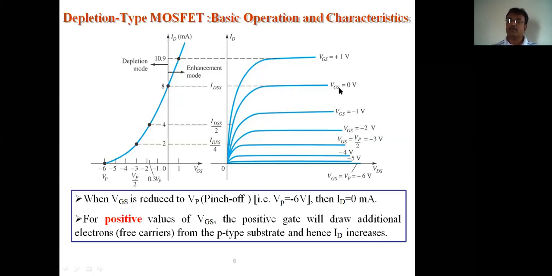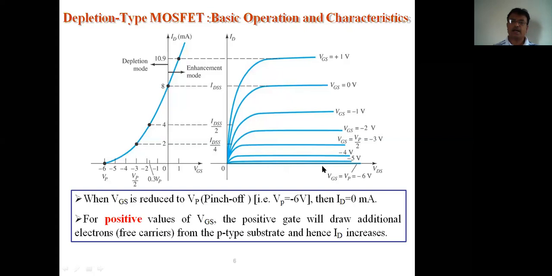Case 2, you went on increasing negative voltage. VGS is equal to -1, VGS is equal to -2, VGS is equal to -3, VGS is equal to -4. See what is happening to the ID drain current? It is getting reduced as you went on applying more and more negative voltage to the VGS. Here VGS is equal to -3 volts, reduced. VGS is equal to -4, ID reduced. VGS is equal to -5 volts, very small drain current. But VGS is equal to -6 volts, no current.